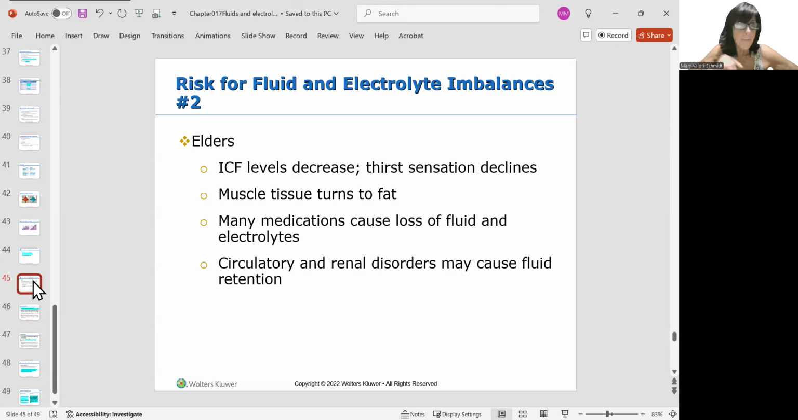Old people, not me, other old people, right? Intracellular fluid levels will decrease. Thirst sensation declines as they get older. Muscle tissue turns to fat. Medications are involved that can cause loss of fluids and electrolytes, circulatory problems, kidney problems, heart problems, all these things. The elderly are at high risk for fluid and electrolyte imbalances. Just be aware.